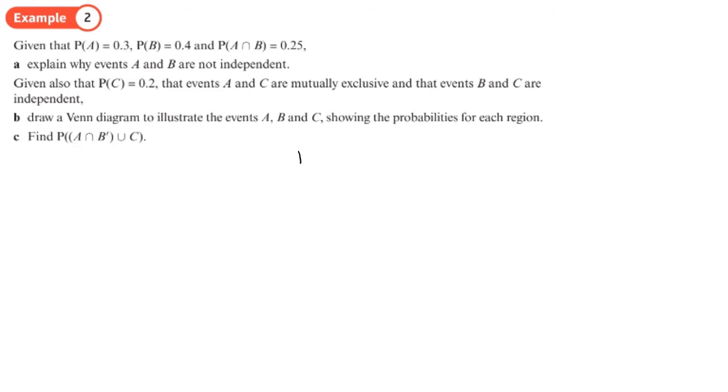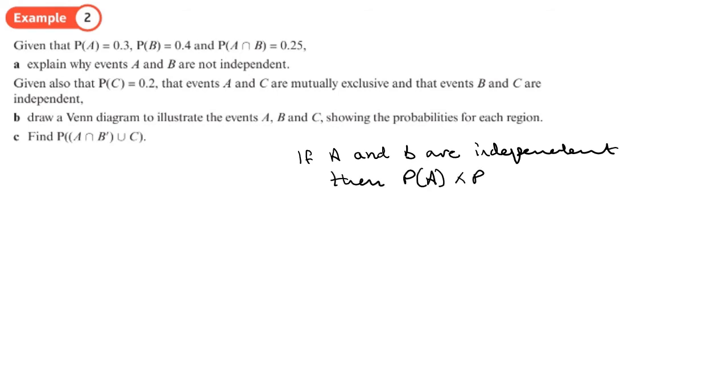So if events A and B are independent, then the probability of A times the probability of B equals the probability of A intersect B, if they're independent. If they're not independent, then that statement won't be true. Now you would have done this in year 12.